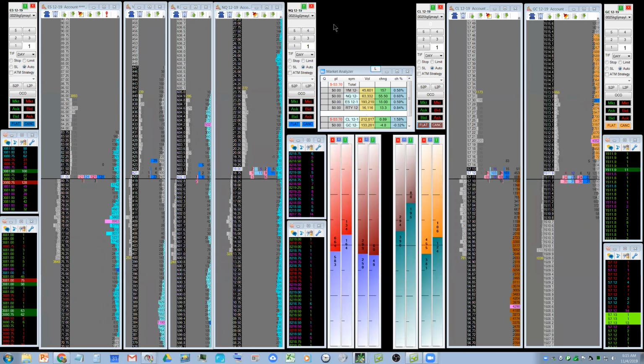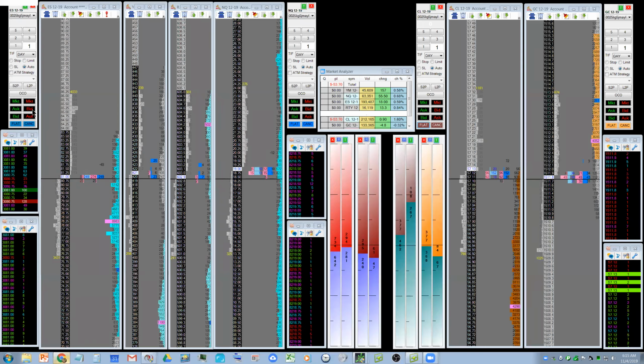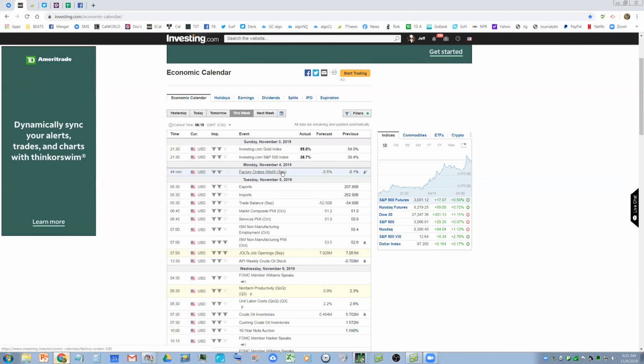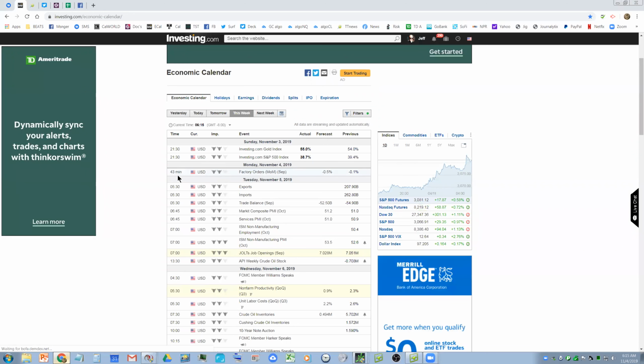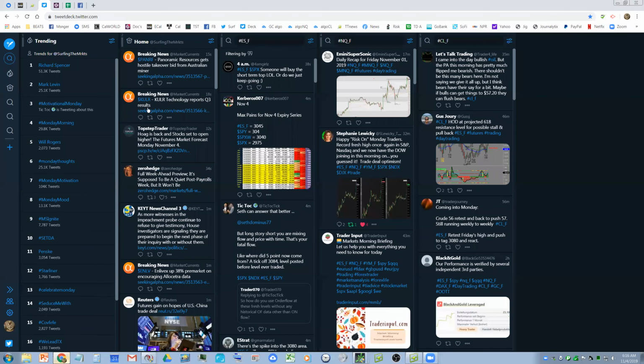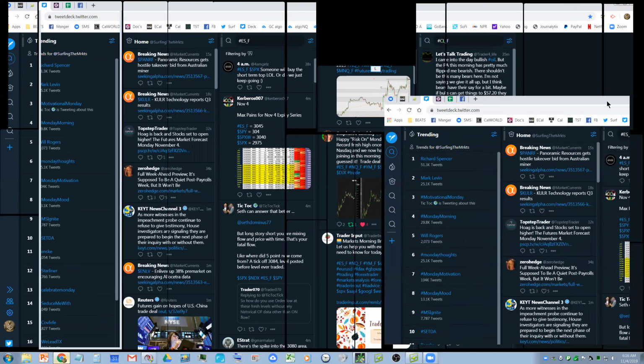So what else? That's pretty much most of the prep I do. I don't look at the news. I do check the calendar to make sure there's nothing coming up. The only thing we have is factory orders, which I don't really pay much attention to, and that's not for a while. That'll be after the open. And I might pop over on Twitter and see if there's any news. News tends to appear on Twitter before anywhere else, but I'm not seeing anything horribly interesting.